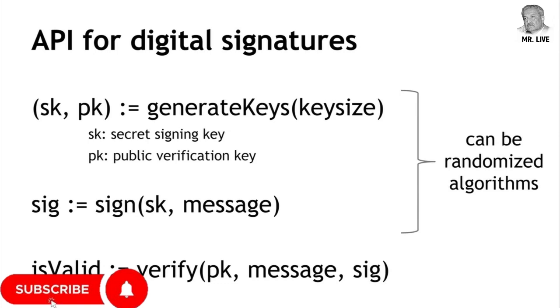SK will be a secret signing key. This is information you keep secret that you use for making your signature. And PK is a public verification key that you're going to give to everybody and that anybody can use to verify your signature when they see it.